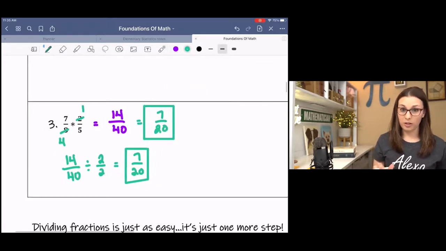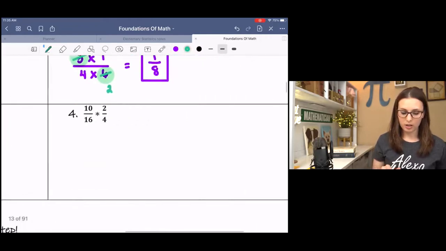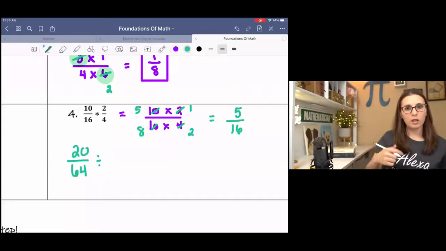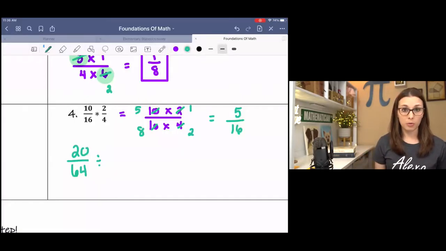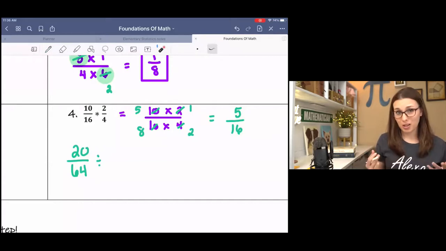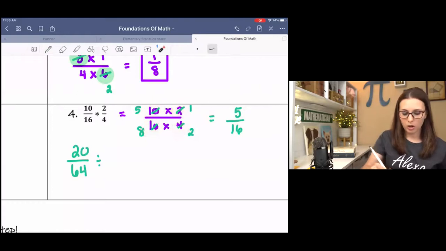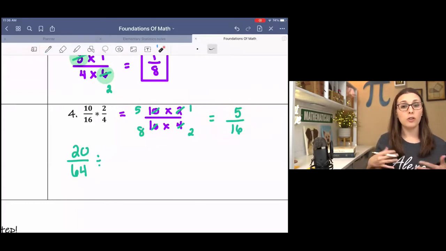Then let's go to number 4. Pause it, try it, and come back. There's several ways that you can approach this problem. In the top way of mine, you can see I reduced first. And there's several ways that you can reduce because we have 4 even numbers. So you could have reduced these two, or these two, or these two, or these two. It really doesn't matter. As long as you end up with the same solution, then you've done it correctly.